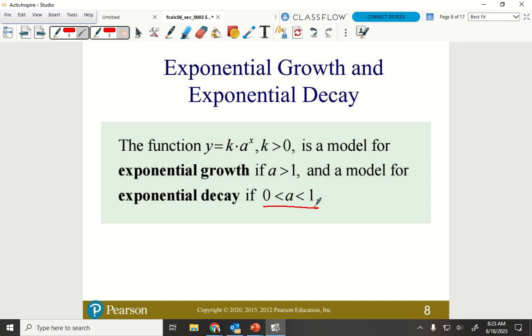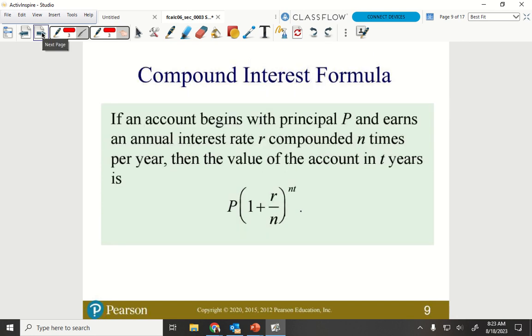Anyway, I will never fully get there because with the half-life, I'll always be going halfway. Compound interest formulas. An account begins with the principal P, earns the annual interest rate r, compounded n times per year. Then the value of the account in t years is this.